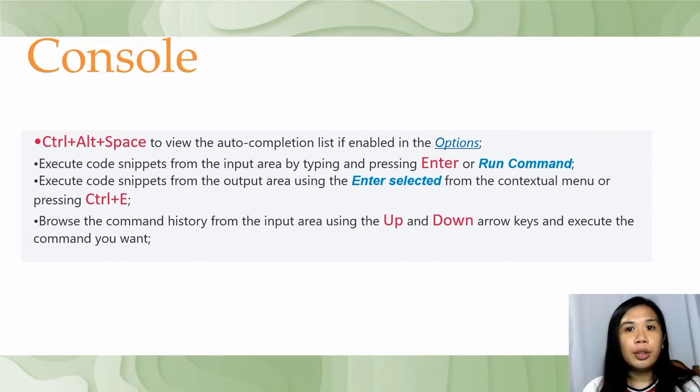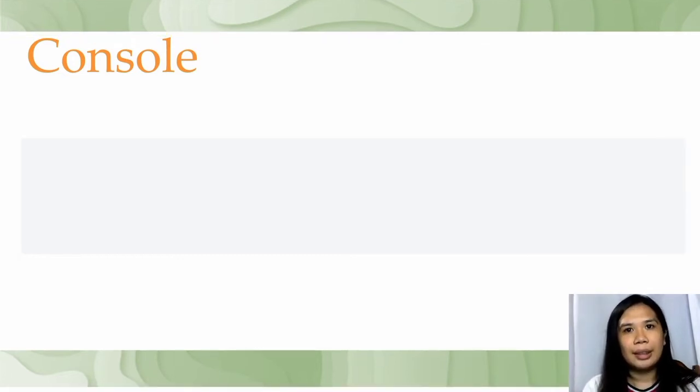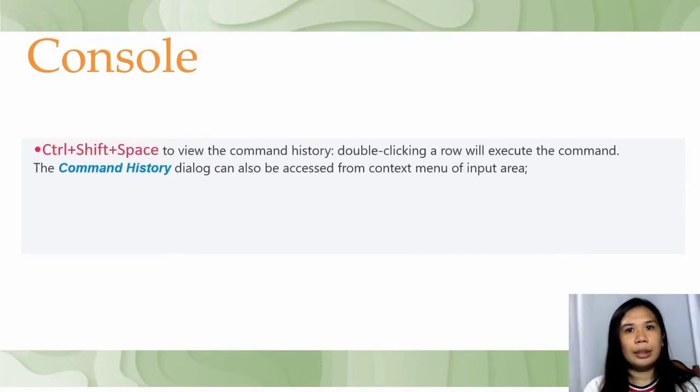You can also browse the command history from the input area using the up and down arrow keys and execute the command you want. You can also view the command history by using Ctrl Shift space, and double clicking a row will execute the command. The command history dialog can also be accessed from the context menu of the input area.